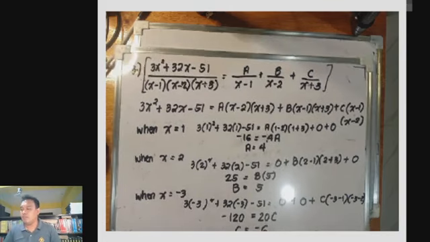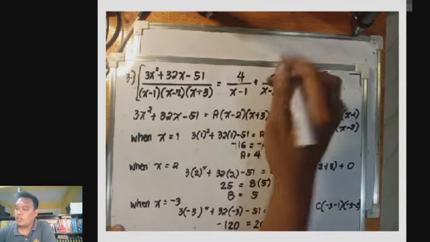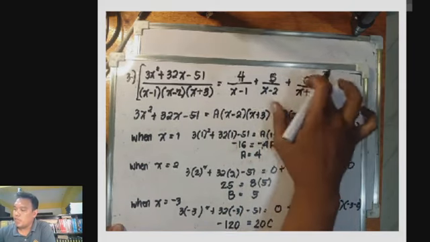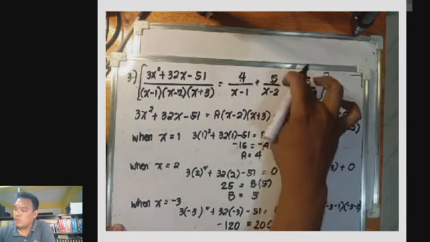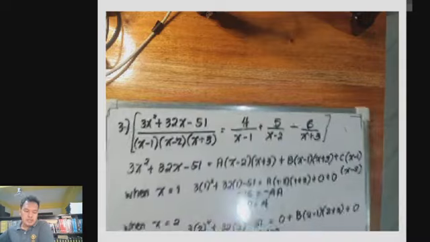Okay? So, the value of a will be 4, b is 5, and c is negative 6. Okay? So, that's it. We have the next example. What example is this?